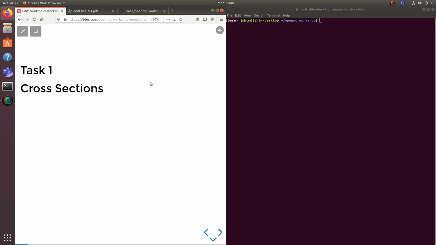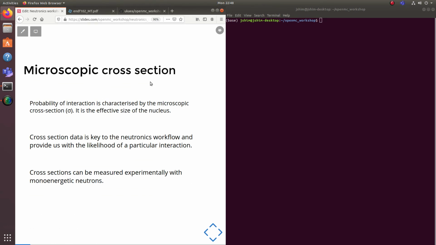Okay, the first task is about cross-sections. Now, the microscopic cross-section is perhaps the most fundamental thing in neutronics. This characterizes the effective size of the nucleus. The nucleus is not as big as its physical size. They appear larger or smaller to neutrons, and this microscopic cross-section tells us its effective interaction cross-section.